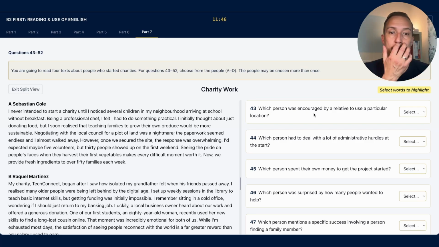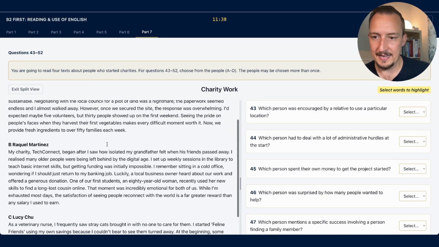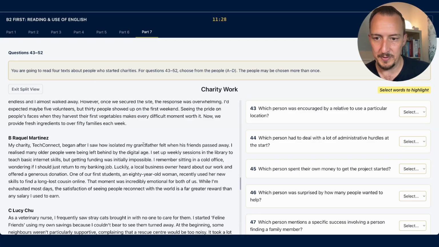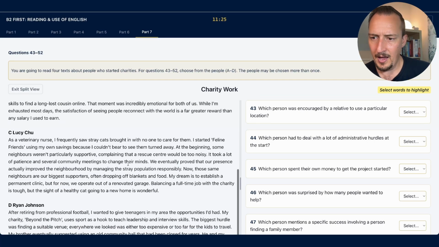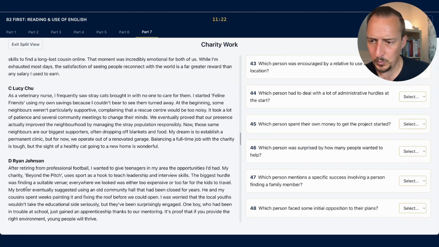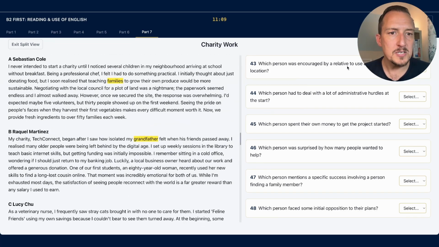For example, 43, which person was encouraged by a relative to use a particular location? Now, relatives, so we need family members. So let's scan through all of these. Because I have read through it, I know that some of them are talking about it. So let's see where there are relatives. So we've got families in the front, grandfather. I did see a cousin and a brother as well. Yeah, there's the brother, and here, my cousins. There we go. Excellent. Just quickly make sure. I don't remember this one having any family members. Okay, perfect.